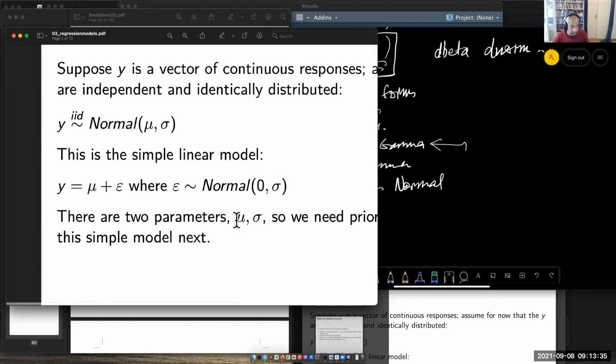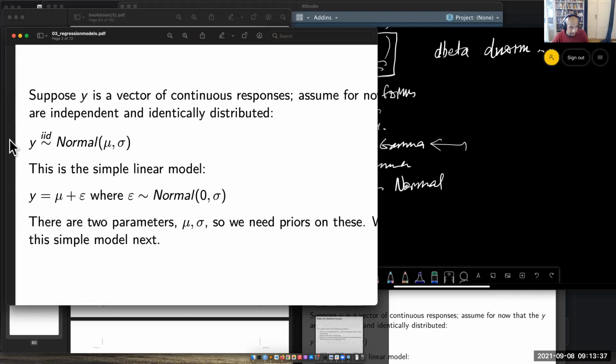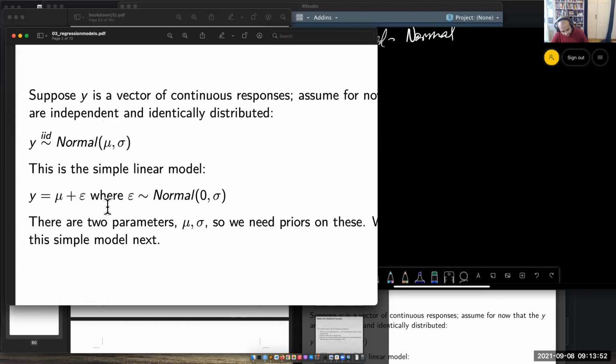But the way we are going to write it is like this. We are going to assume a normal likelihood. There will be some sigma and some mu here, right? So these are two identical ways to write the same model. So don't be confused about this, okay? Right. So we have two parameters, mu and sigma. So we're going to have to define some priors on these.